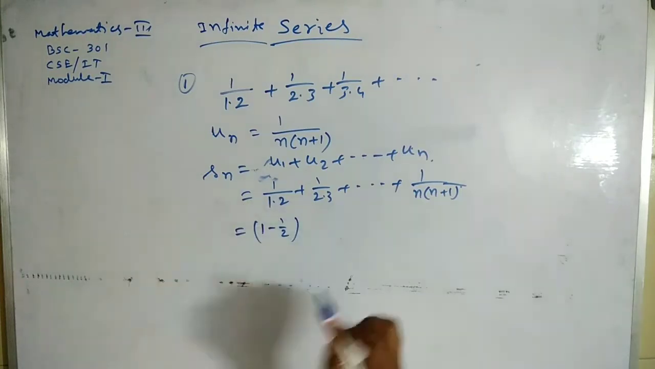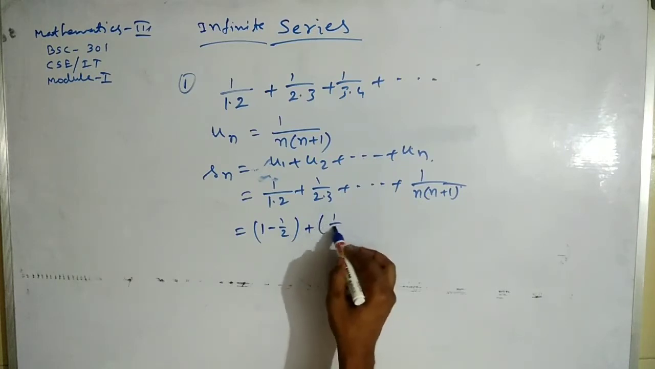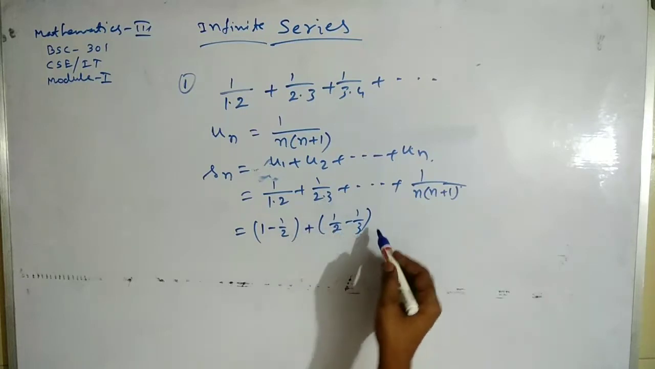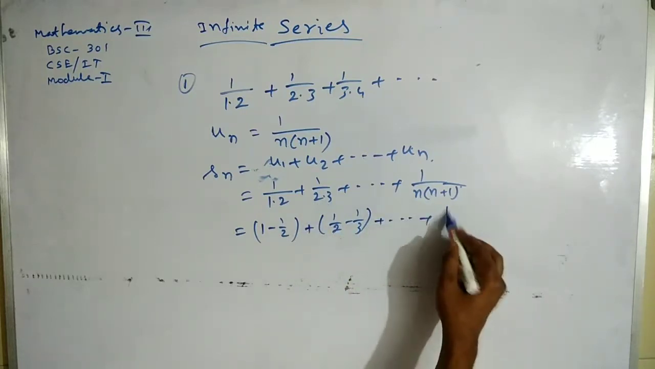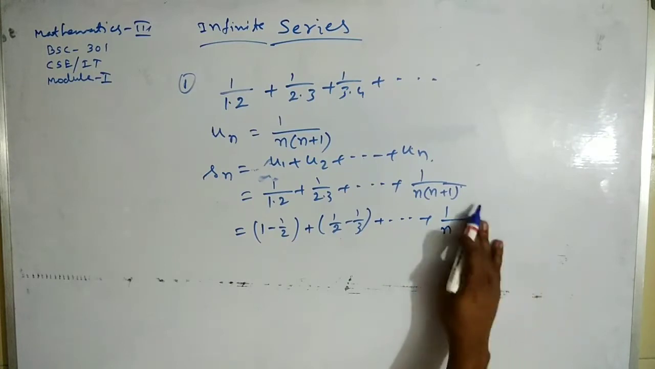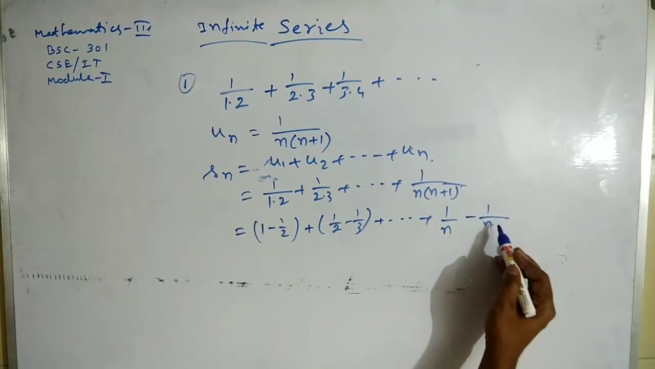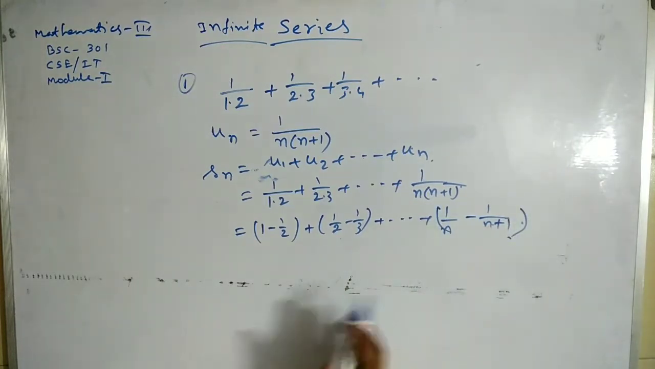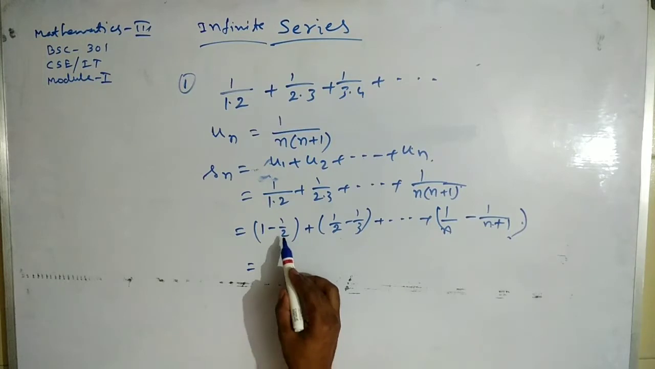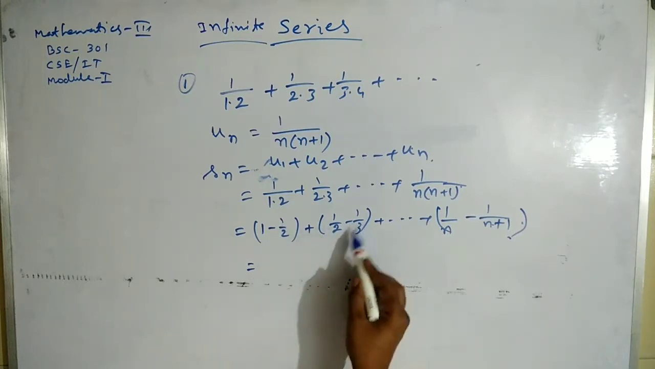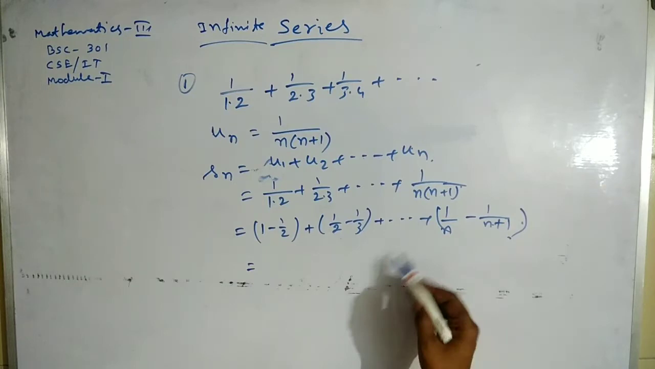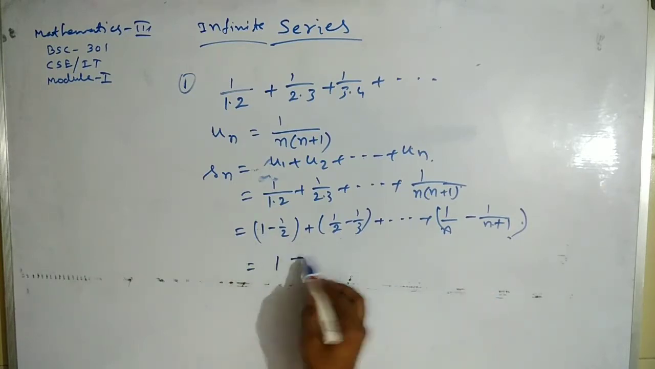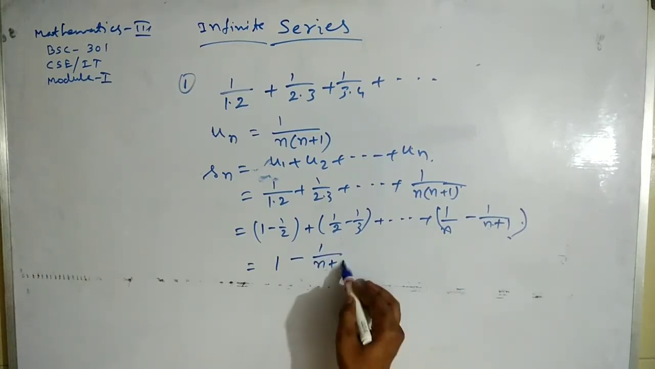this will be equal to half, plus this can be written as half minus 1 by 3, and this will be equal to 1 by 6. Similarly, in this way the last term is written as 1 by n minus 1 by n plus 1. Now you see that all the terms like minus half, plus half, minus 1 by 3, plus 1 by 3 will be cancelled out, and there will be two terms remaining, that is the first term and the last term, 1 minus 1 by n plus 1.